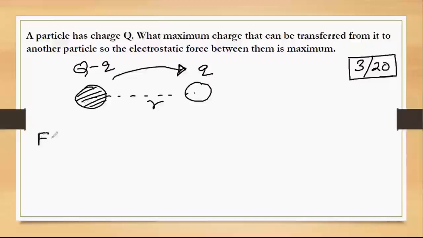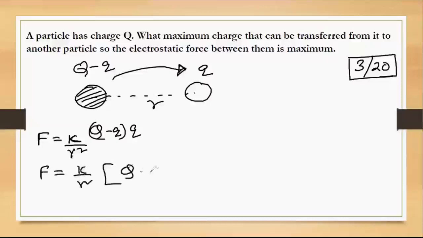F is equal to Coulomb's constant, I'm writing with a small k, times Q1, which is Q minus q, times Q2, which is small q, divided by r square. The separation between them is the same. But now you can see, if we keep on changing small q, then capital F also will change. We can say that capital F is differentiable with respect to small q.